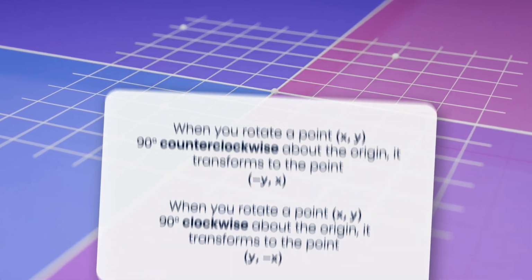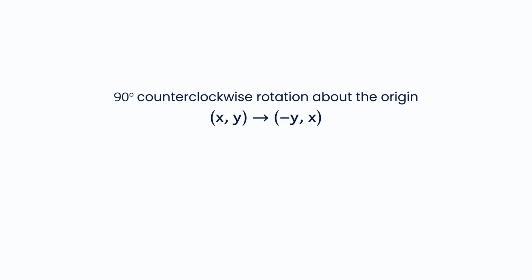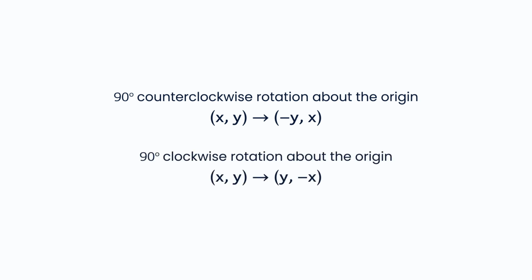A shorter version of the two rules states that a 90-degree counterclockwise rotation about the origin turns (x, y) to (-y, x), whereas a 90-degree clockwise rotation about the origin turns (x, y) to (y, -x).